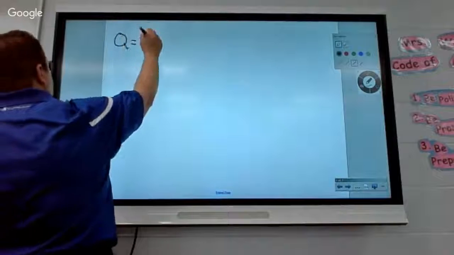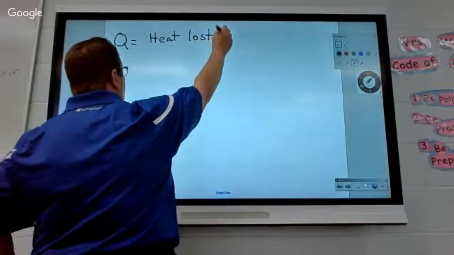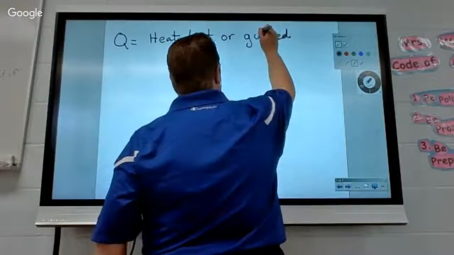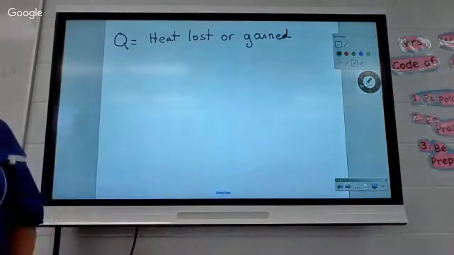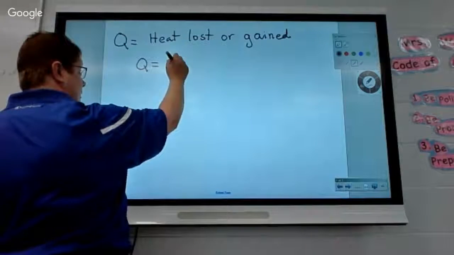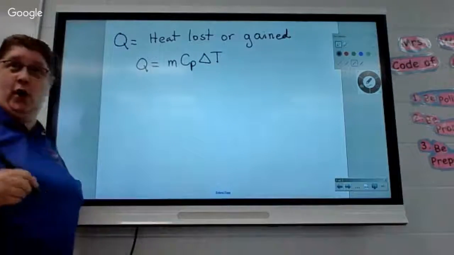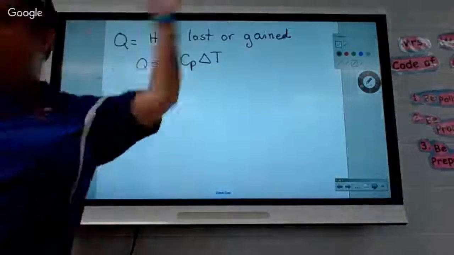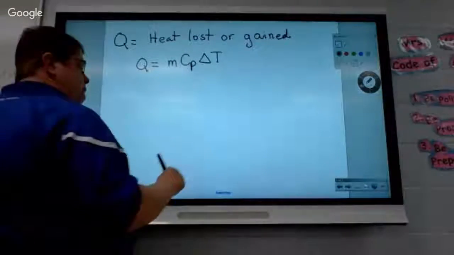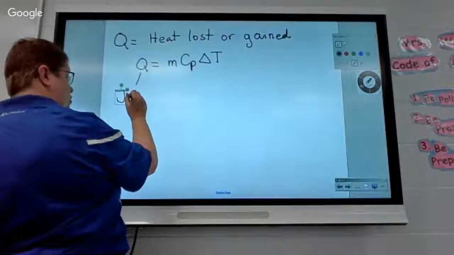Q is heat lost or gained. We learned Q equals m c p delta T way back in the first week of the semester. Oh yeah, I remember. And it was in joules, in case you forgot.